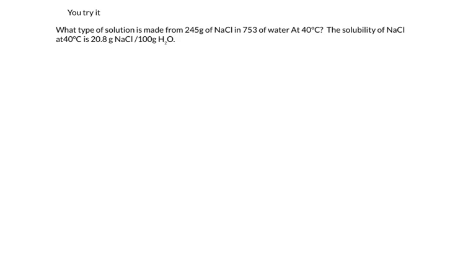Okay, so now it's time for you to try one. Where do you start these types of problems? You start by figuring out what you already know. So we know that we have 245 grams of solute and 753 grams of solvent. We also know that the solubility at 40 degrees is 20.8 grams of sodium chloride for every 100 grams of water, and that solubility is the maximum that will dissolve at 40 degrees.